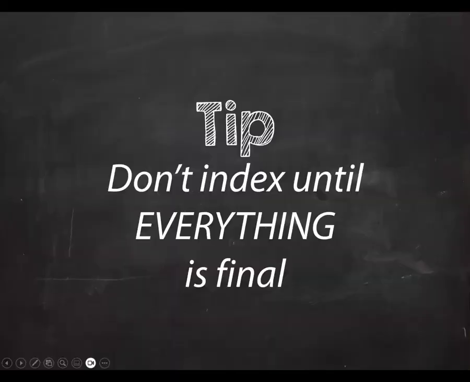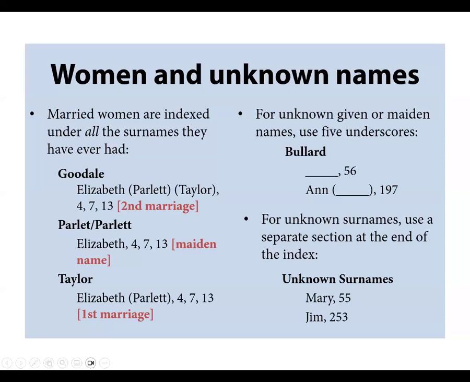The key thing about an index is it can only be done once all your content and your page layout are set in stone. If a change has to be made that moves the text from one book page to another, the page numbers in your index will be wrong. And believe me, that is not a pretty situation to be in. When I say all women by all of their names, this is what I mean. The woman will be indexed under her maiden name and her married name and any subsequent married names.